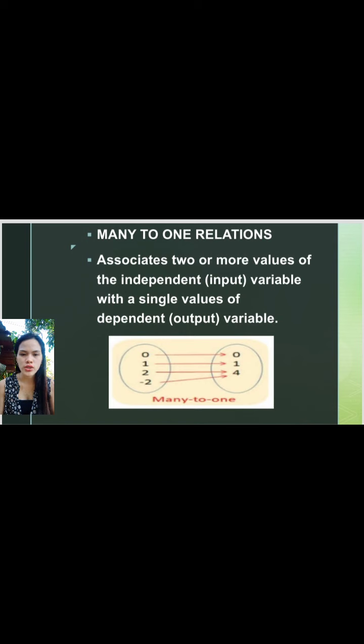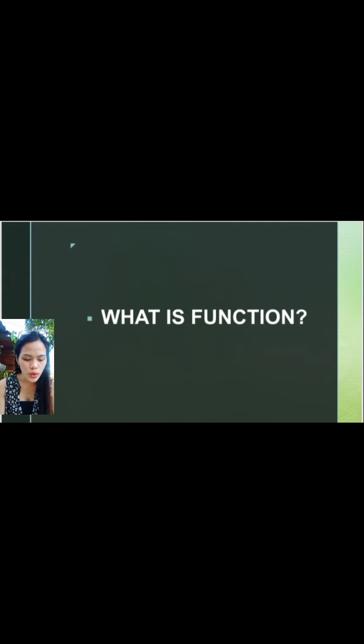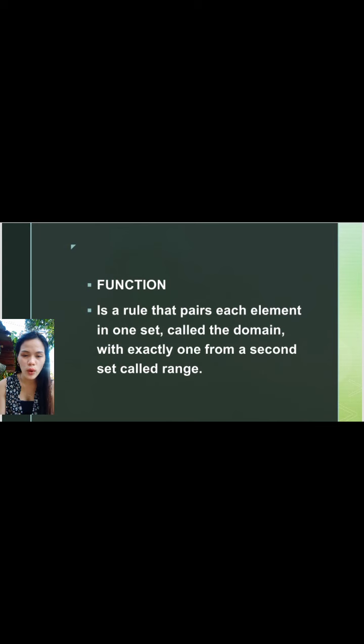What is a function? A function is a rule that pairs each element in one set, called the domain, with exactly one element from a second set, called the range. So in other words, each value in the domain has only one value in Y.